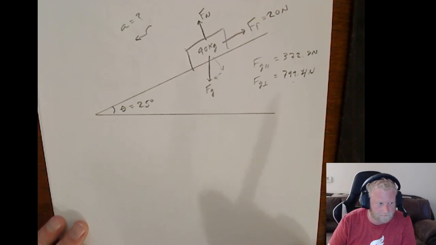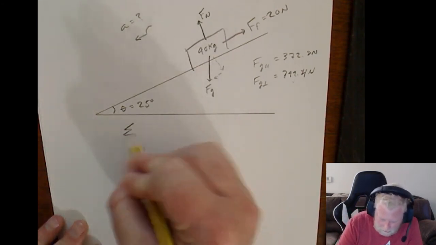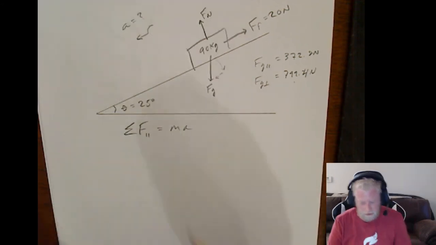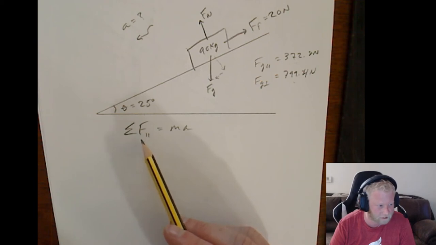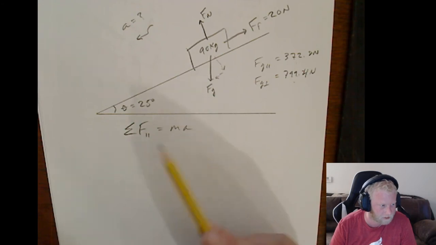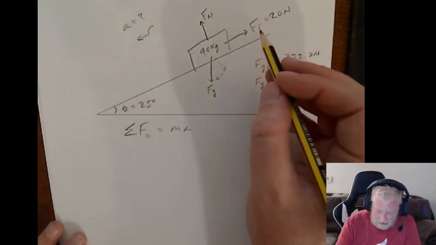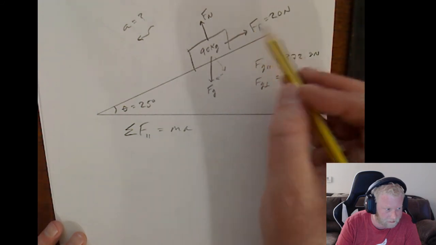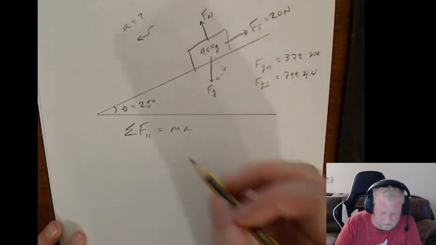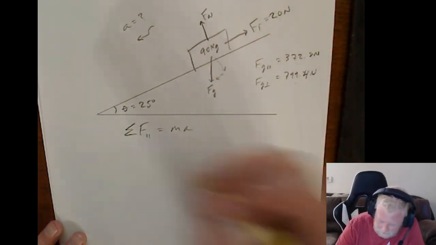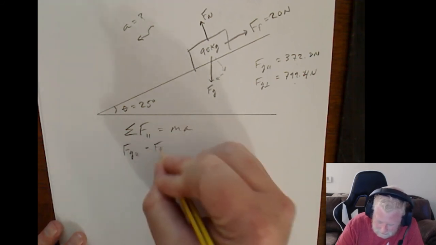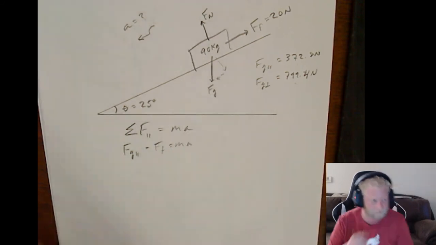Now, again, start with looking at Newton's second law, where in this case the net force in the parallel is equal to mass times acceleration. Now, the net force in the parallel is going to comprise friction and this downhill gravitational force, the FG parallel. So, FG parallel minus force friction equals ma.